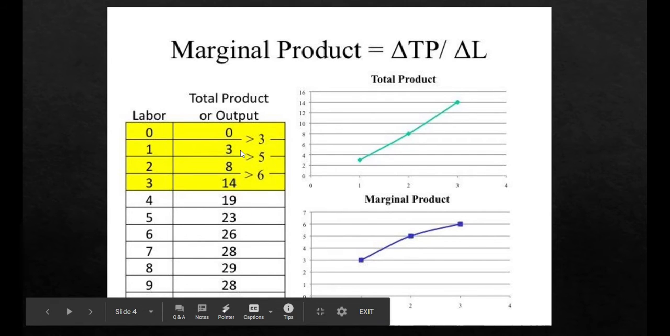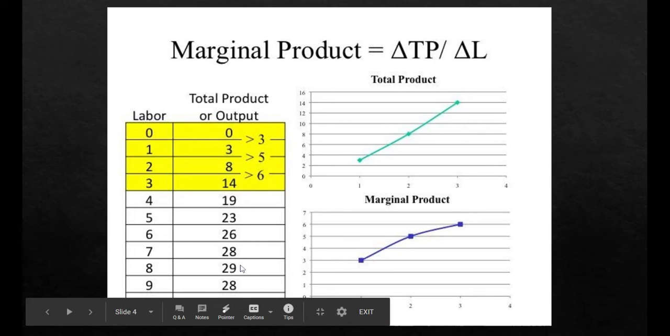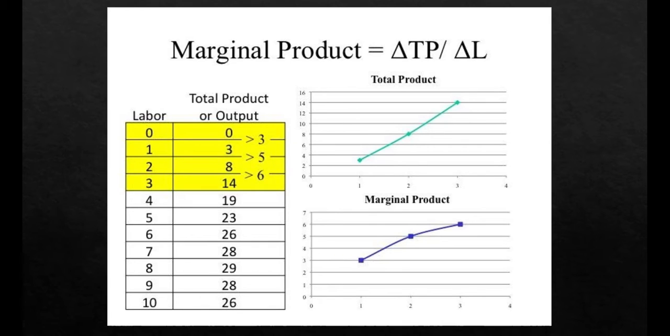Notice though how we start out with big change, big change, big change, big change, smaller change, much smaller change, really small change. Now we're going in reverse. Once we've added that 9th and 10th employee, notice how our total output goes down. We're going to talk about why that happens and how these trends occur.